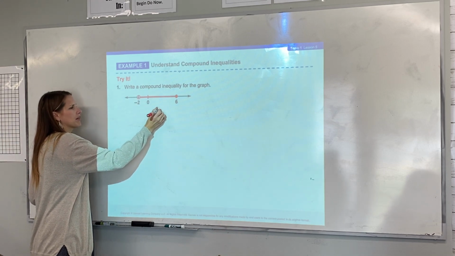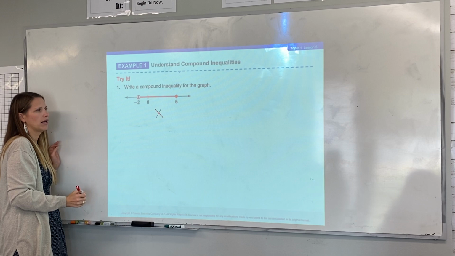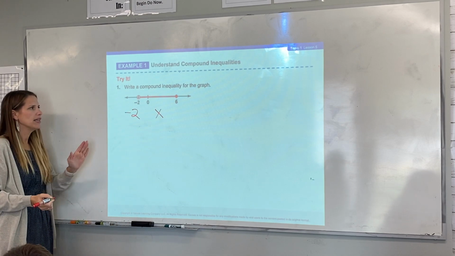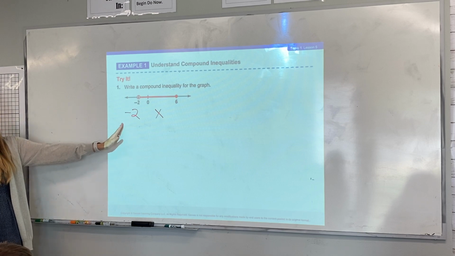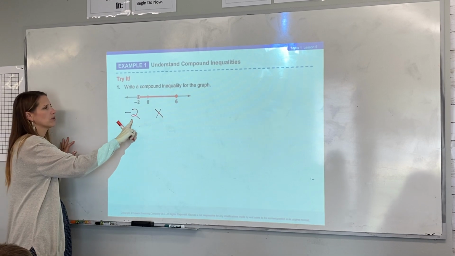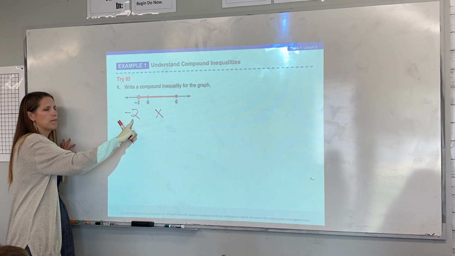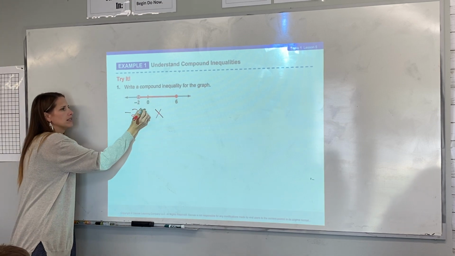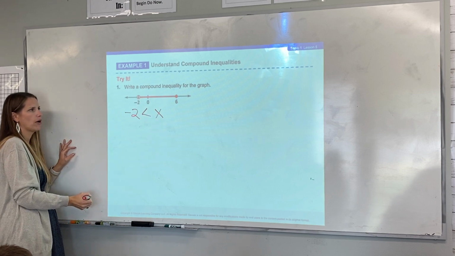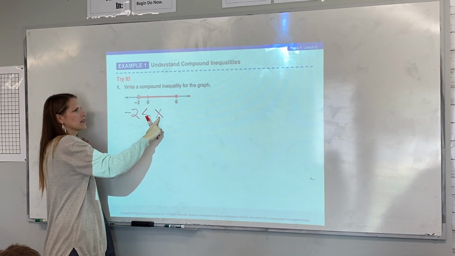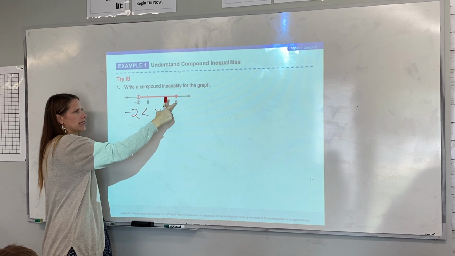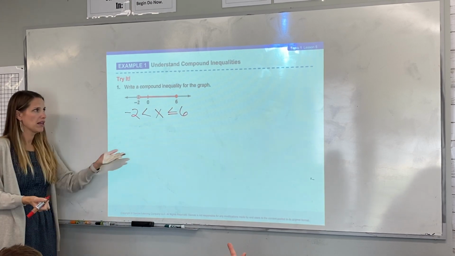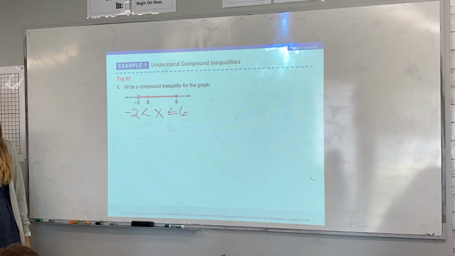So I'm gonna put my x in the middle here, okay? And now we're gonna compare it with -2. -2 is on the left side, so I'm gonna put it down here, right? So -2, is -2 bigger than or smaller than x? It's less than, right? Does it include it? No. And is x less than or greater than 6? Less than or equal to 6. That's how simple, that's all you have to do.